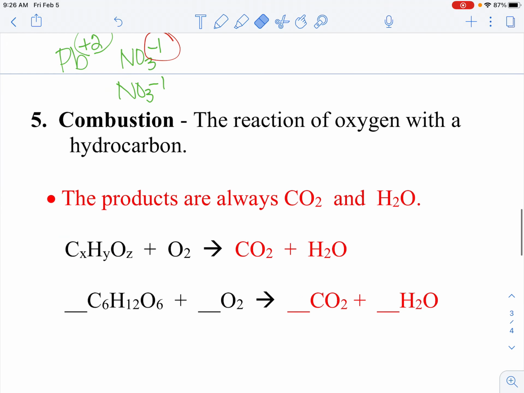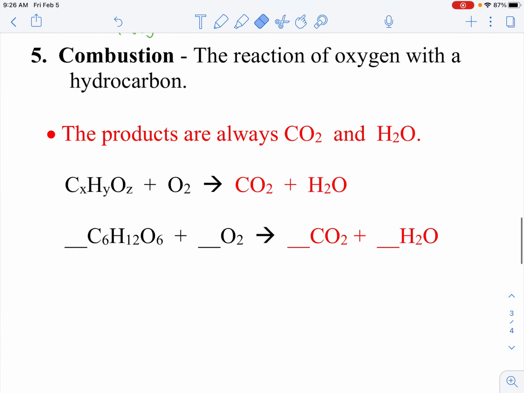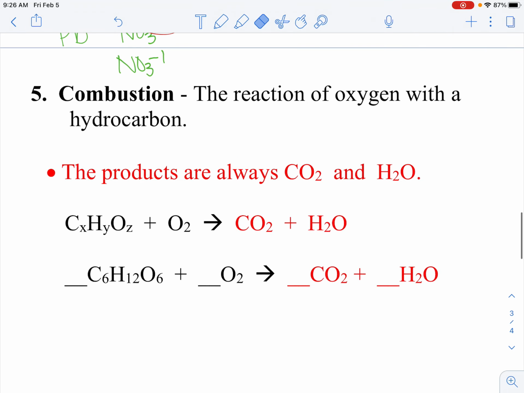All right. Probably one of the easiest types of reactions is combustion. You're always going to have some sort of hydrocarbon, and a hydrocarbon looks like this compound here on the left. A hydrocarbon could have just carbon and hydrogen in any proportion. That's what the X and the Y are. It could be CH1, CH4, C2H6, right? The X and Y could be anything.